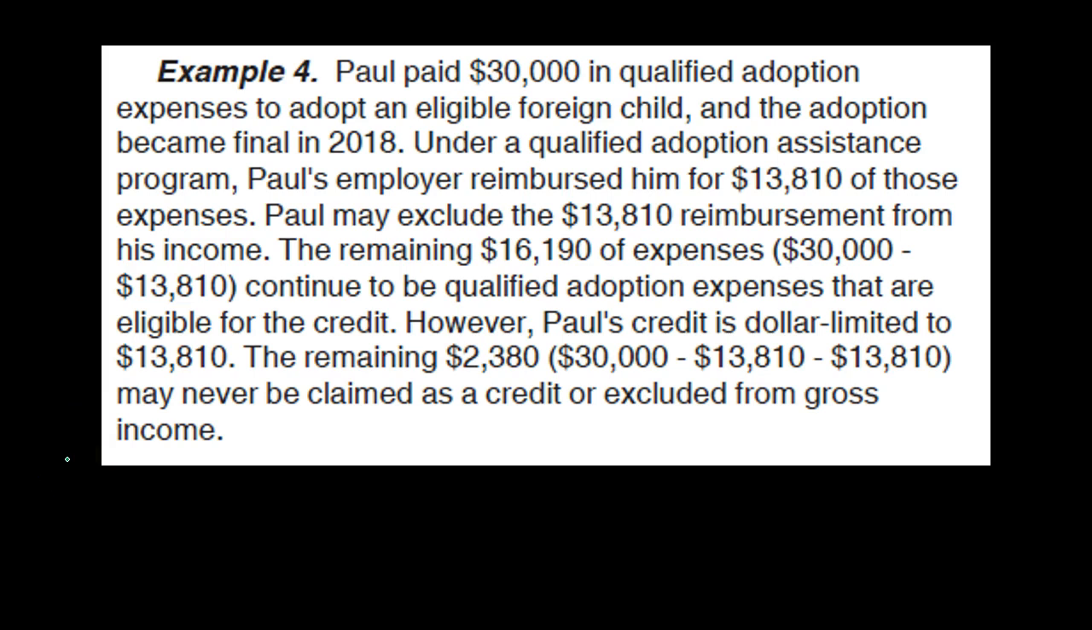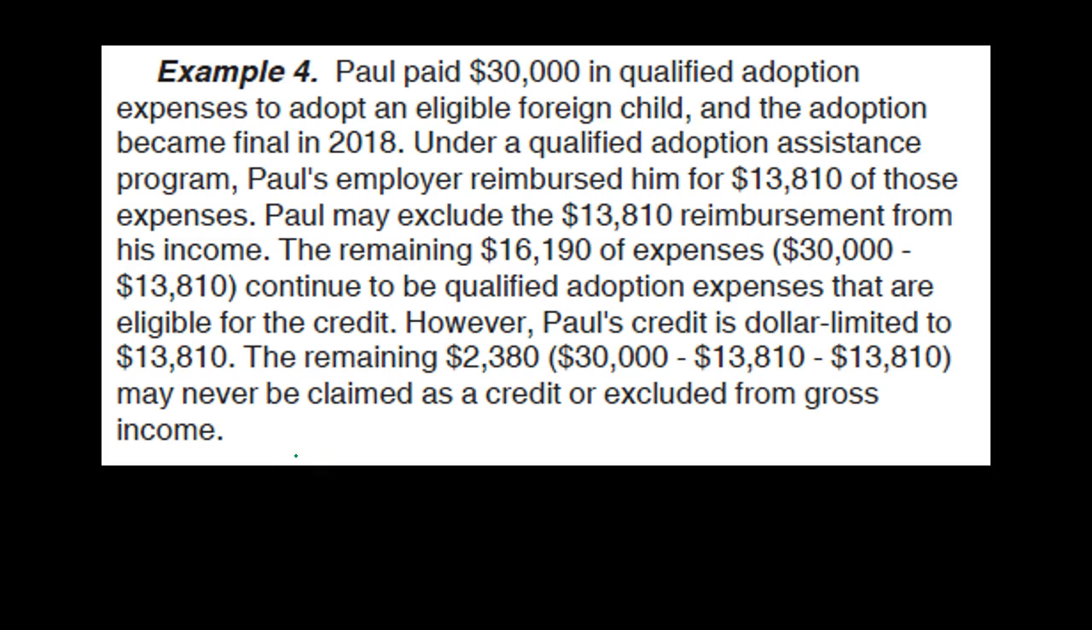Paul paid $30,000 in qualified adoption expenses to adopt an eligible foreign child, and the adoption became final in 2018. Under a qualified adoption assistance program, Paul's employer reimbursed him $13,810 of those expenses. Paul may exclude the $13,810 reimbursement from his income. The remaining $16,190 of expenses, $30,000 minus the reimbursement of $13,810, continue to be qualified adoption expenses that are eligible for the credit. However, Paul's credit is dollar limited to $13,810. The remaining $2,380 may never be claimed as a credit or excluded from gross income.